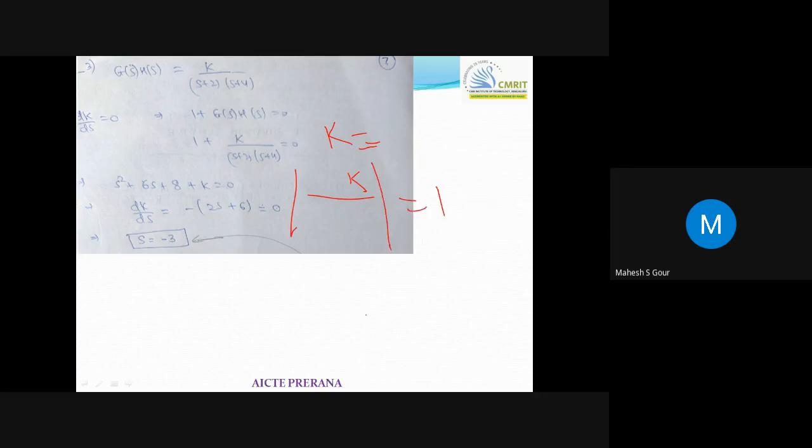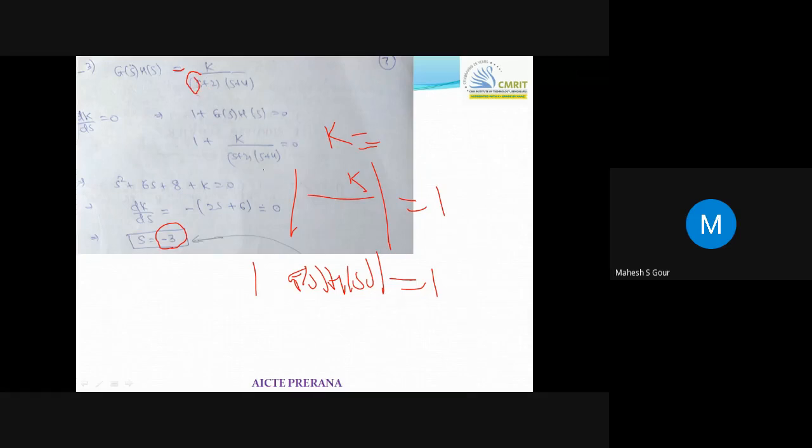This you are studying in the Nyquist plot. This rule, why we are taking the mod of G(s) H(s) equal to 1, you'll be studying in the Nyquist plot. So you need to take the magnitude and put the value of s as -3. So substitute s equal to -3 here.